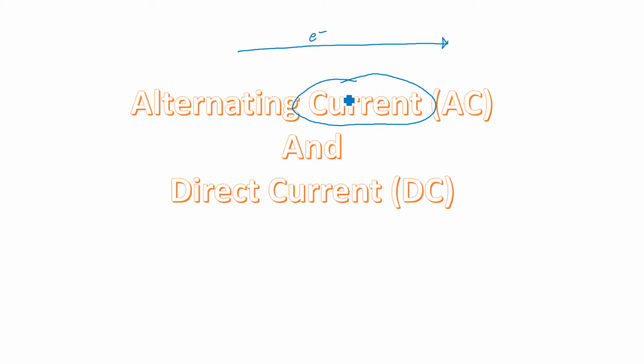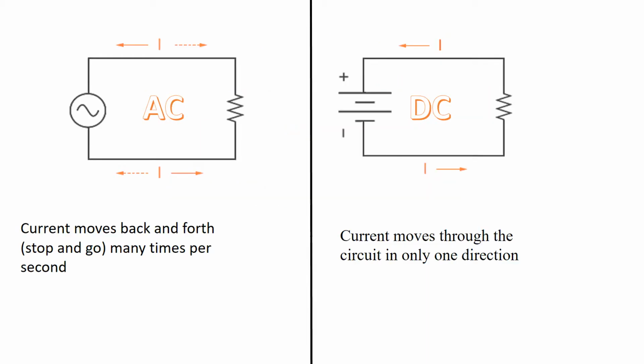So alternating current and direct current are just different ways that the electrons can travel through a conductor like a copper wire. So if we do have alternating current that I have on the left-hand side here, what it says is that the current is moving back and forth. It's going to stop and then it's going to go in the opposite direction. And this is many, many times per second.